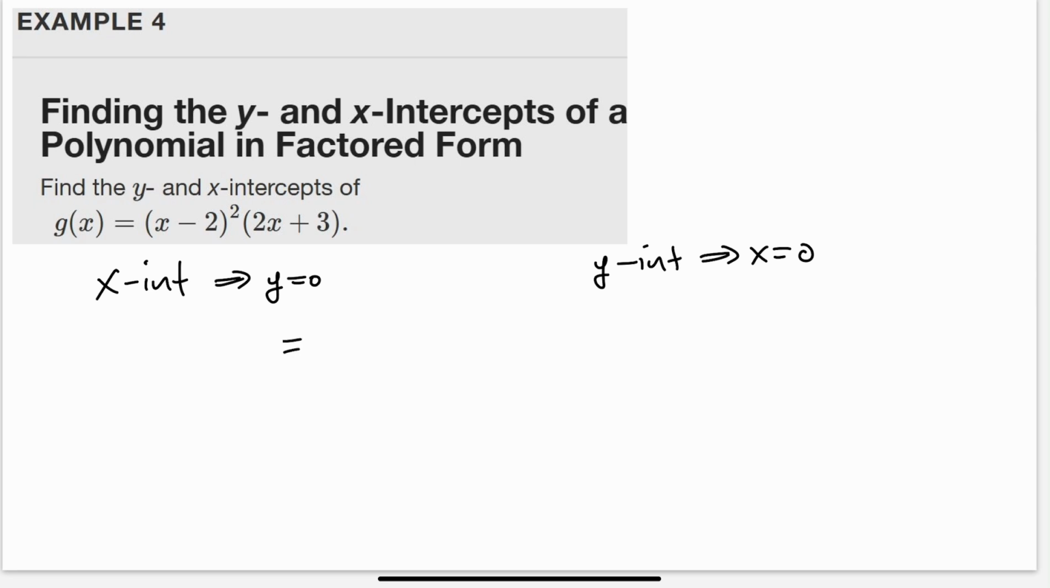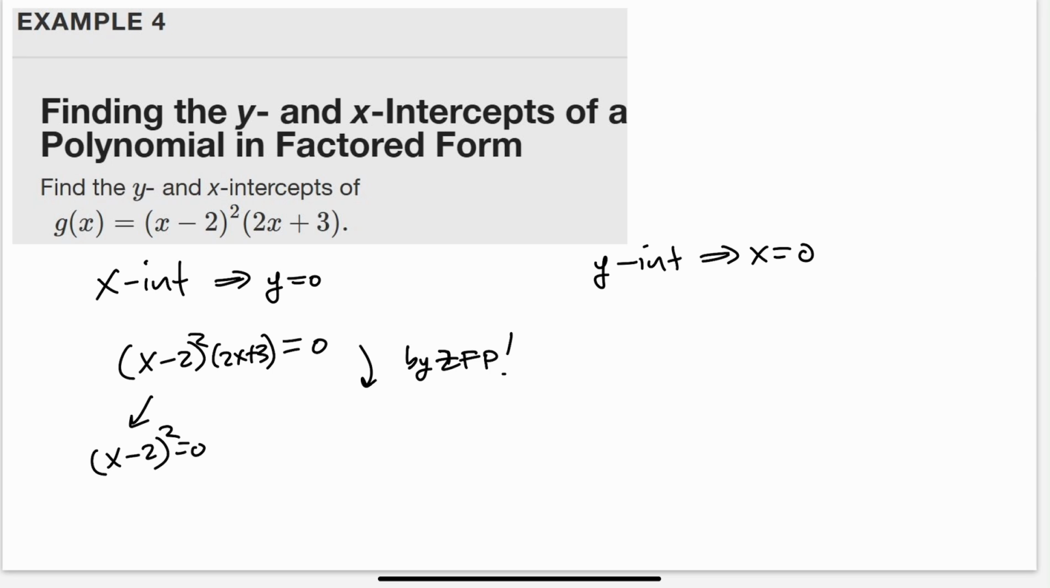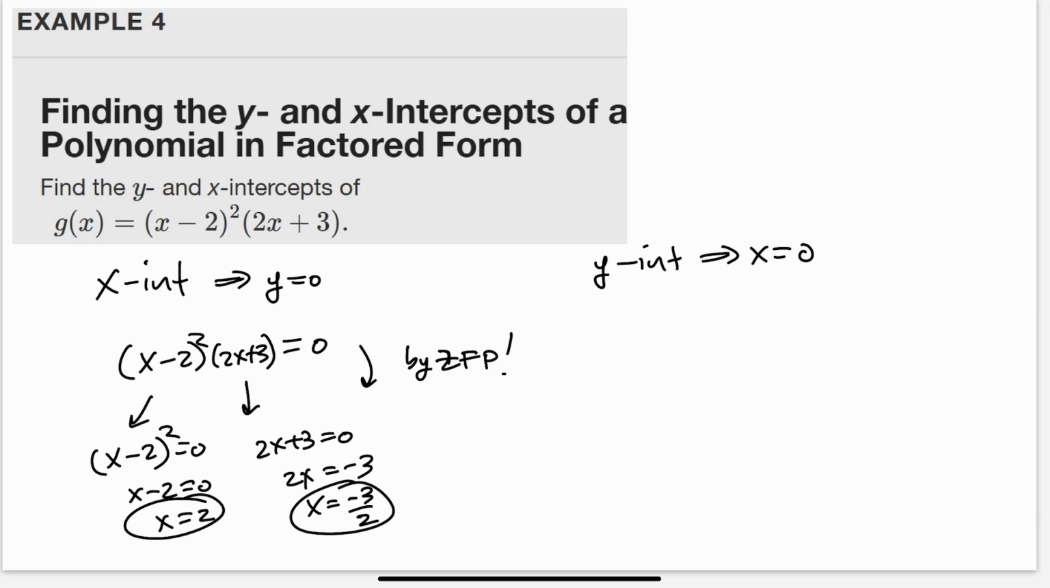So to find the x-intercepts, I set y equal to 0. So that means by the zero factor property, either this first factor was equal to 0 or this second factor must have been equal to 0. So this is telling you that x is negative 3/2, and this is telling you that x is equal to 2, your two x-intercepts.